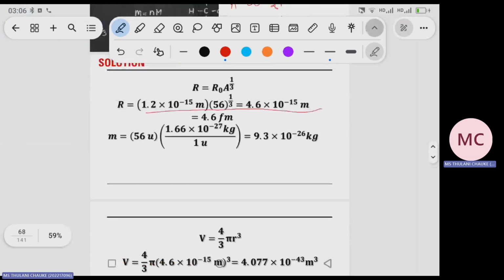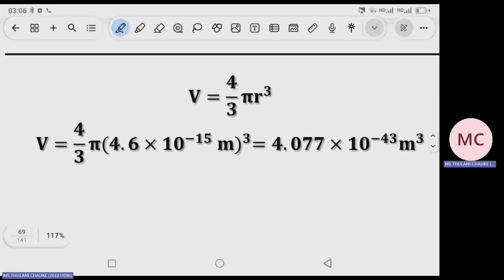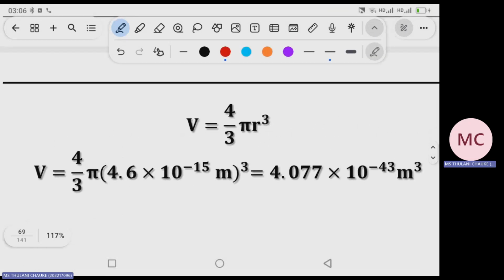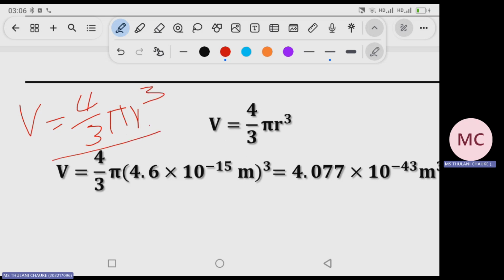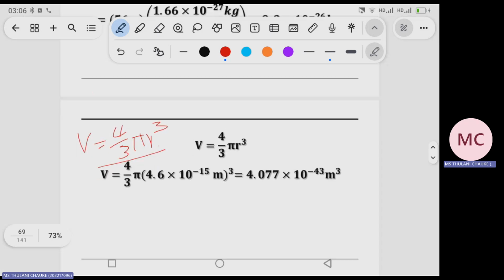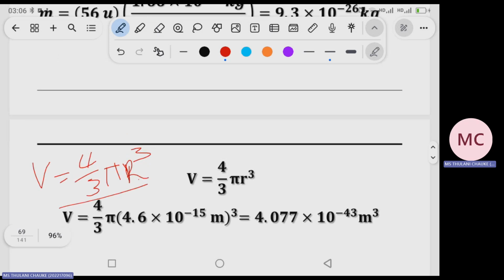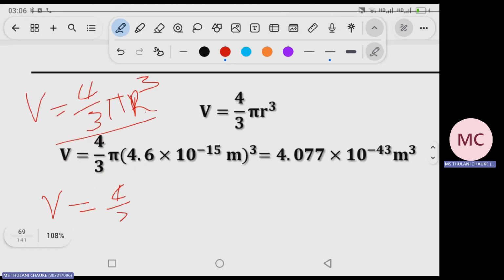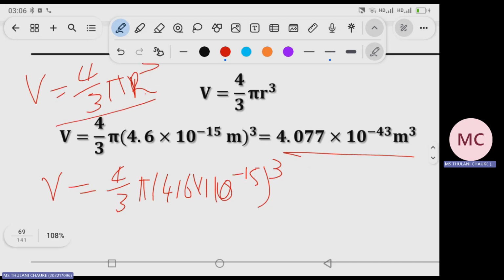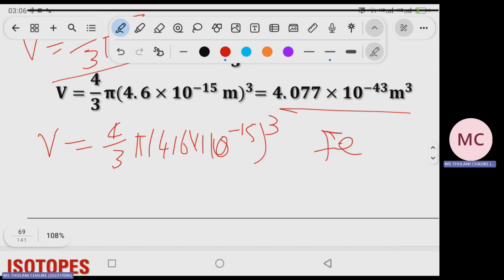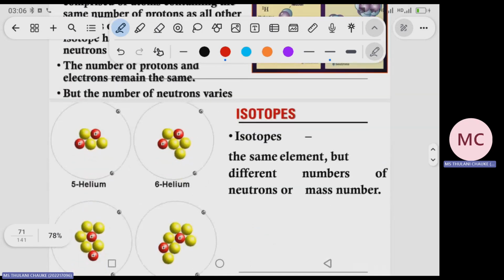So if they ask you about the volume, this is the formula that you're going to use. This applies for all elements in the periodic table, so you just have to know the formula. It's equal to 4 over 3 pi r cubed. Then you substitute your r, which is the one that you just calculated, 4.6 times 10 to the exponent negative 15, cubed. Then you get the volume of the element Fe, which will be 4.77.